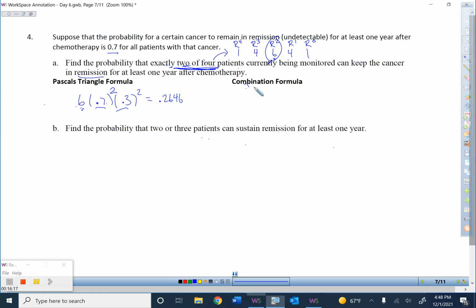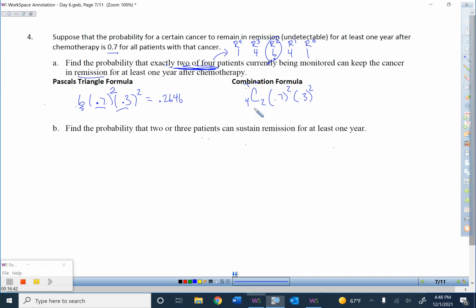Okay, so a combination, we start with C, and just like we had before, we always start with the total number. So our total number is 4, and we want 2 of them to be in remission. If you type that in, it'll give you 6. Okay? The rest of the thing stays the same. We still want 2 in remission, and we will still want our leftovers, 0.3, to be our leftover people, too.